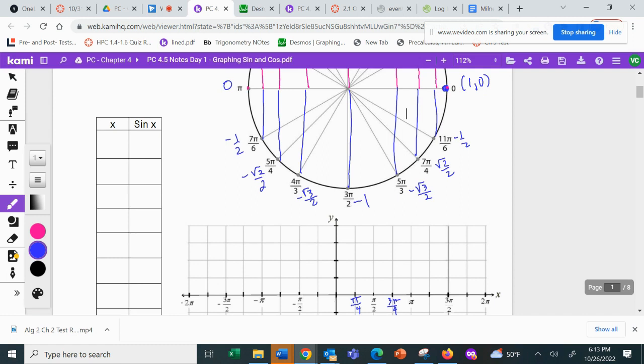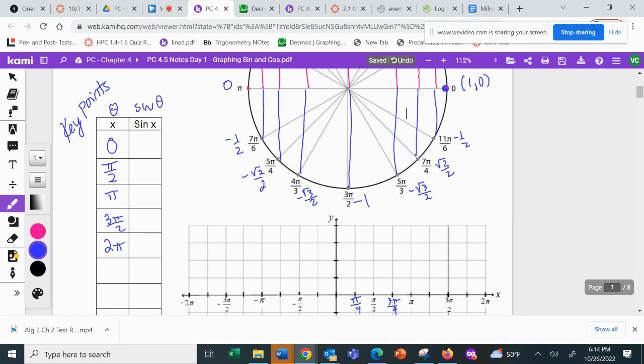In fact, there's just 5 points, 5 x's that I'm going to use: 0, pi over 2, pi, 3 pi over 2, and then 2 pi. These are going to be our key points for the parent function right before we do transformations, which we're about to also do in this section. Our x values are the thetas. The y values are the sine.